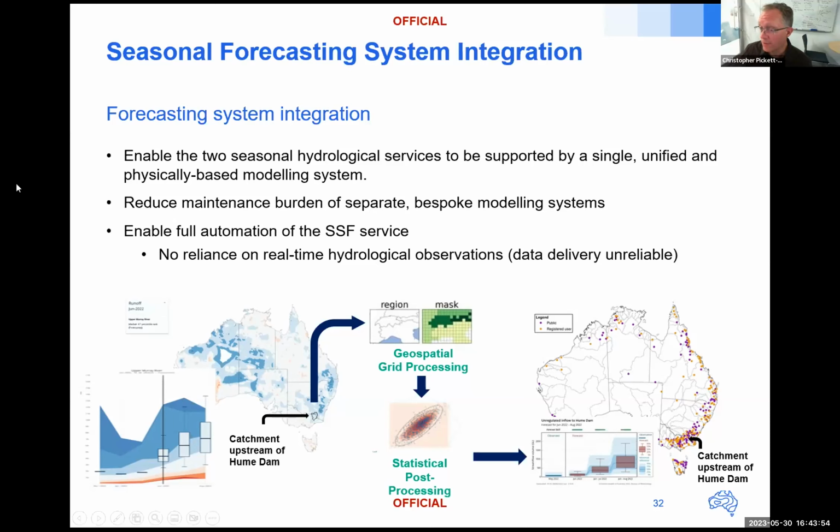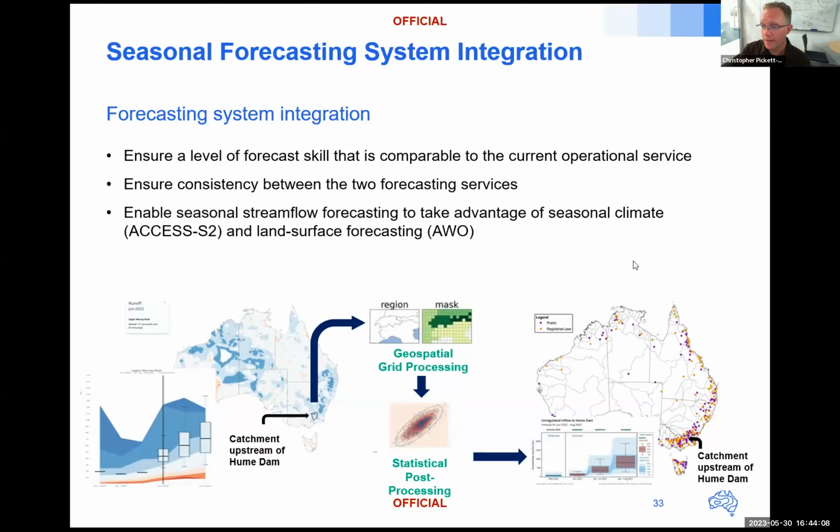And importantly, there's no reliance on real-time hydrological observations, the delivery of which is, for a number of reasons, many of which are outside the Bureau's control, not reliable, and that delays forecast issuance. So in doing so, we want to ensure that we're getting a similar level of forecast skill compared to the current operational service, ensure consistency between the two forecasting services, and allow the seasonal streamflow forecasting service to take advantage of physically based climate forecasts.